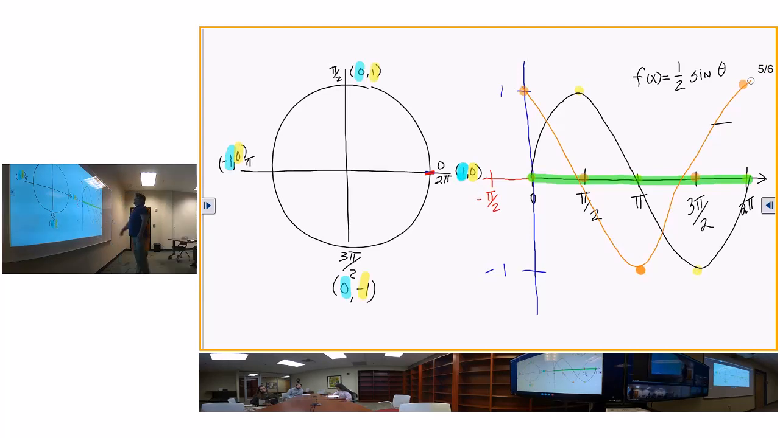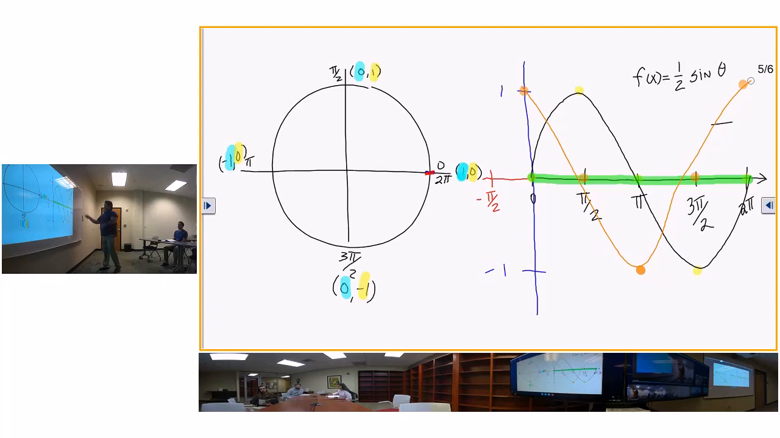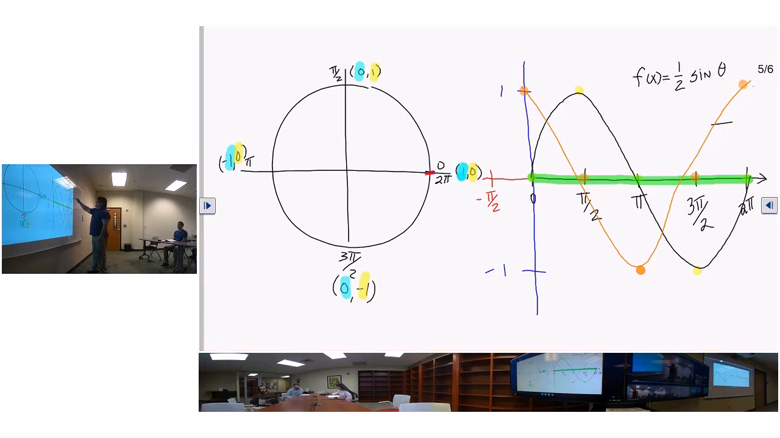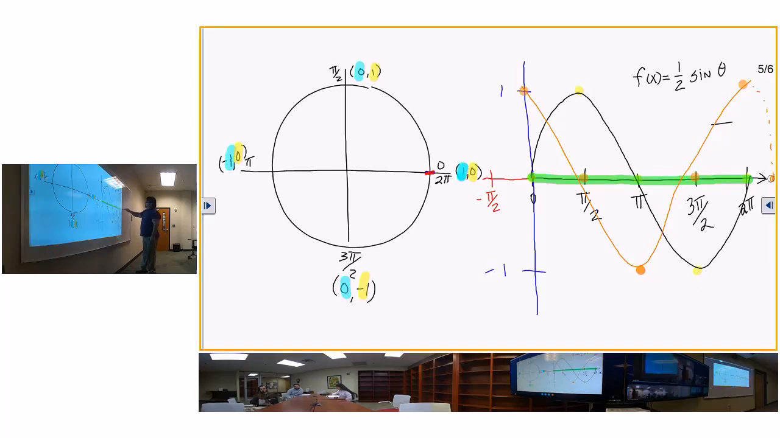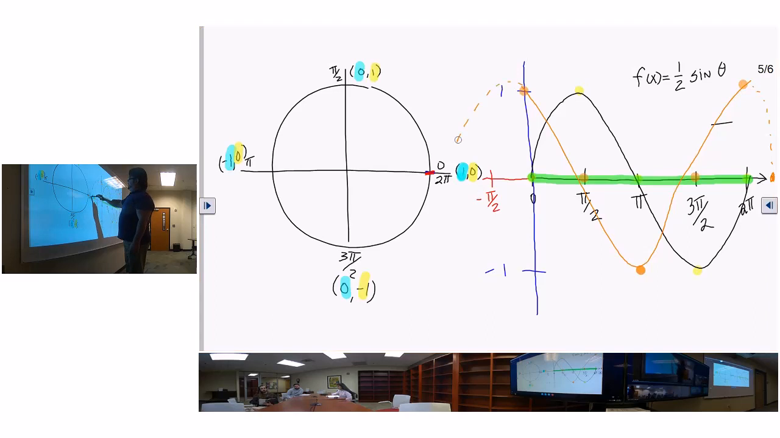Okay? I'm sorry, I missed one of them. And it goes back down. It should go back down to 0. Yeah. There's, at 1, let's see, 2 pi, and then back down to 1 for the next one. Okay? And of course you can add that right there. And then over here, it would be right there.